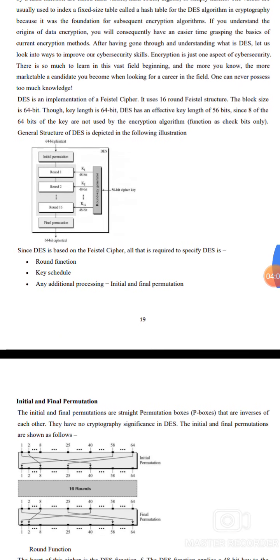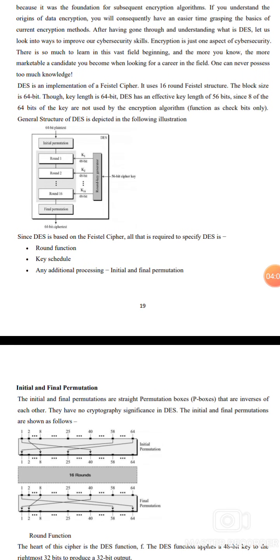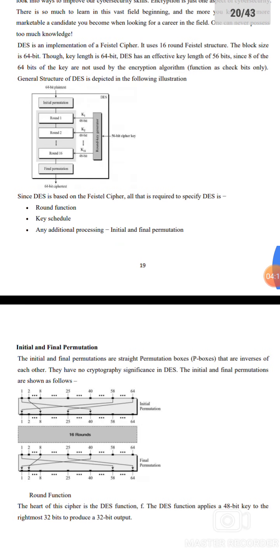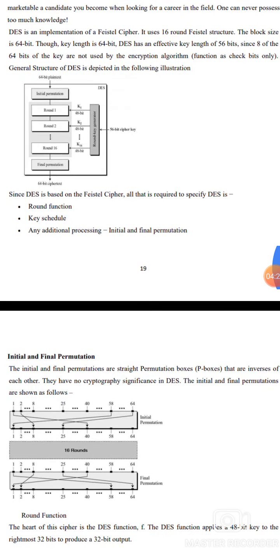Then, DES is an implementation of the Feistel cipher. It uses a 16-round Feistel structure. The block size is 64 bits, and the key length is 64 bits. DES has an effective key length of 56 bits, since 8 of the 64 bits of the key are not used by the encryption algorithm. They function as check bits only.